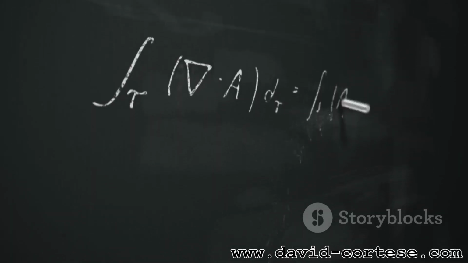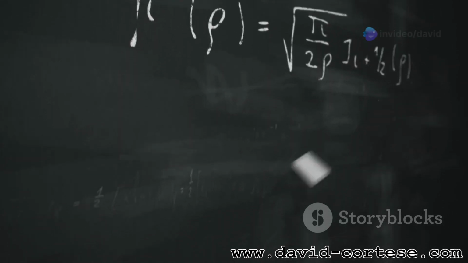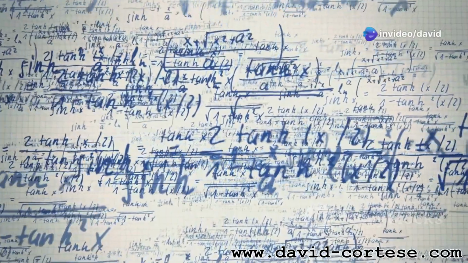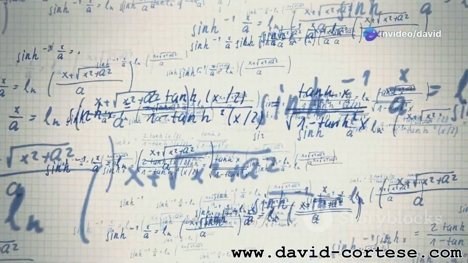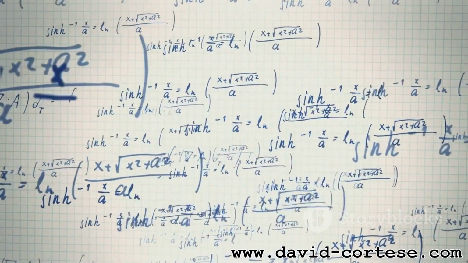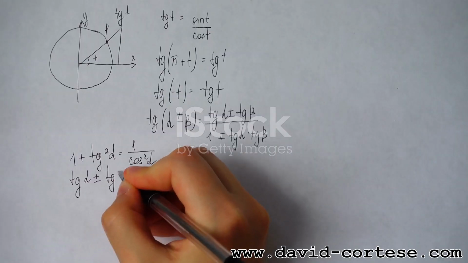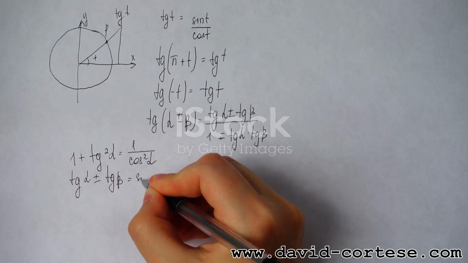At its core, an integral can be understood as the reverse process of differentiation. Just as differentiation allows us to find the rate of change of a function, integration enables us to determine the original function given its derivative. In essence, integration is the art of finding the antiderivative.